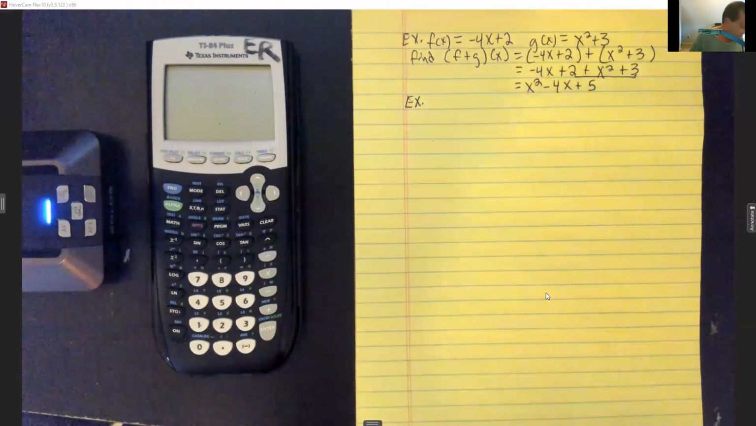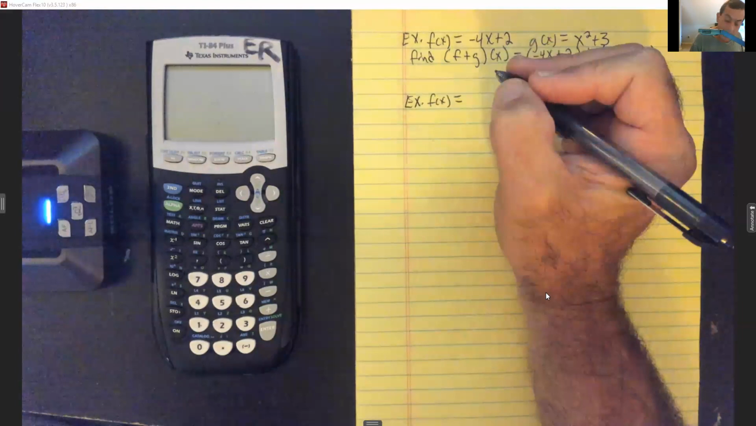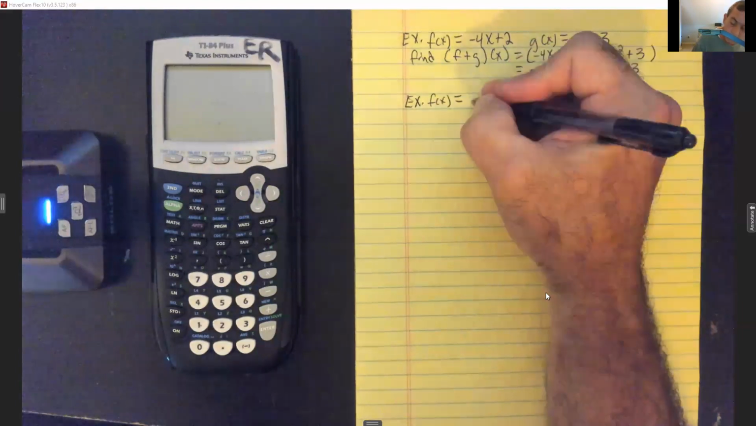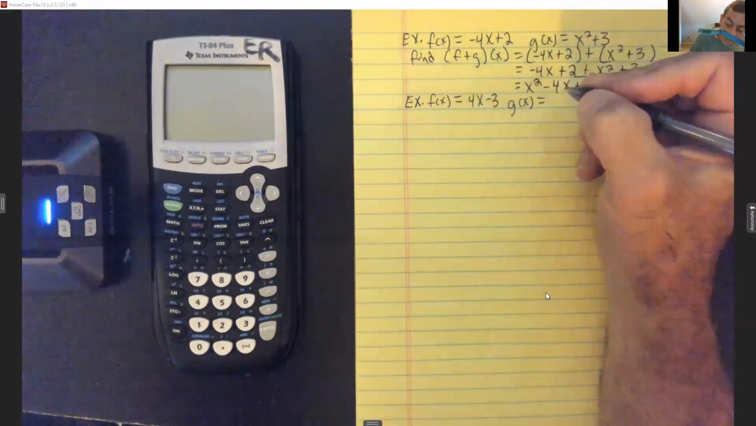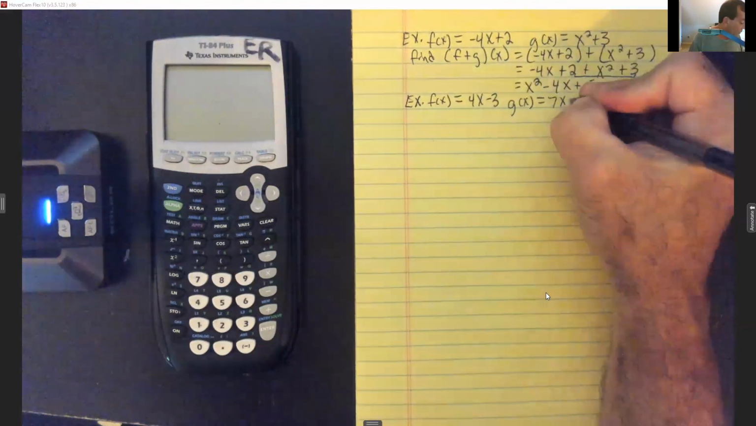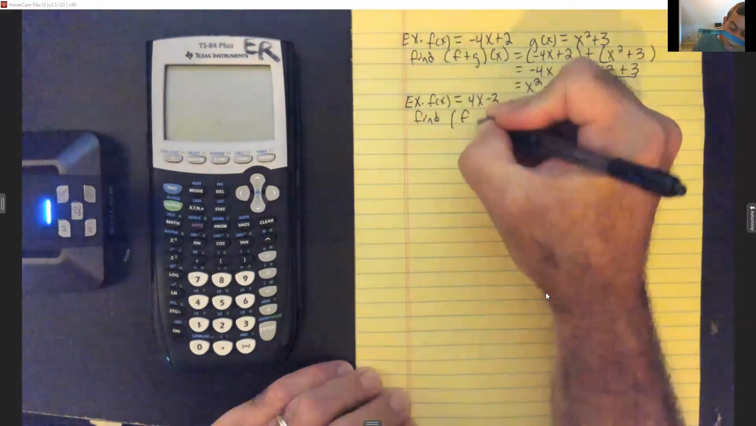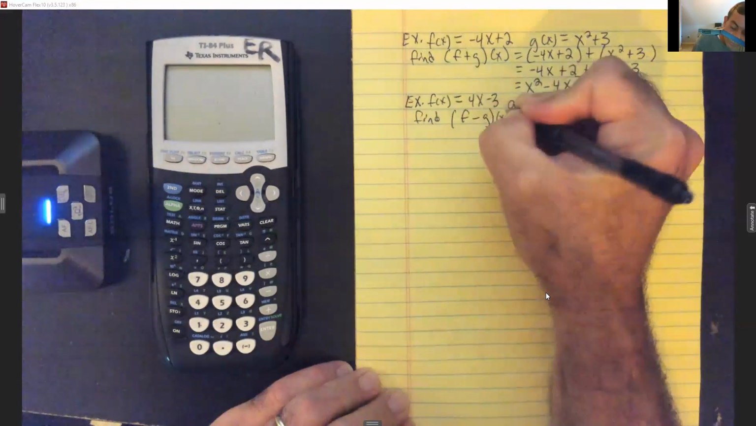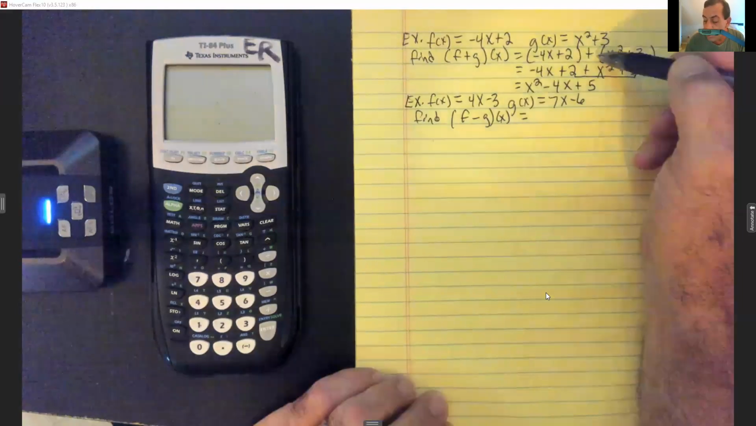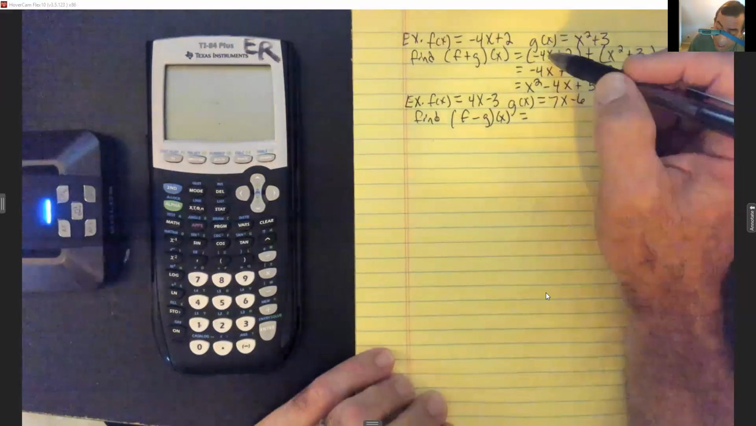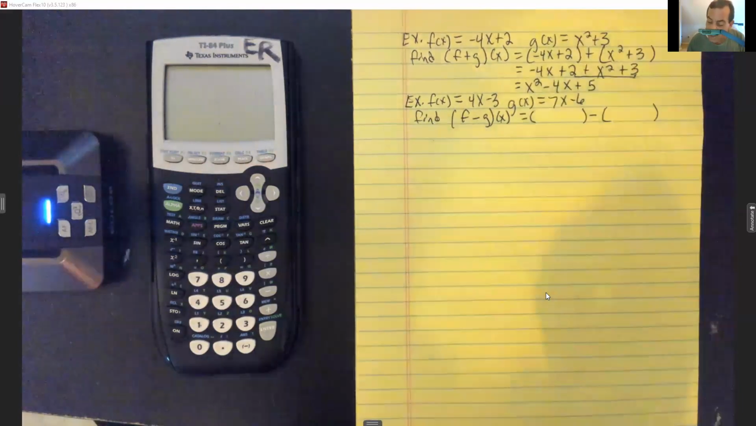All right, next one, let's see what I got. I got f of x is going to equal 4x minus 3. G of x is going to equal 7x minus 6. We're going to find f minus g of x. Now, you might not have to put them in parentheses when you're adding, but you better put them in parentheses when you're subtracting. Watch this.